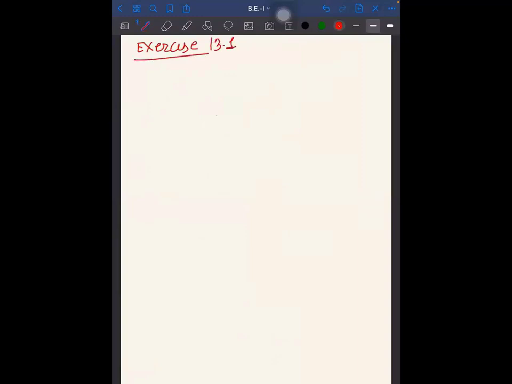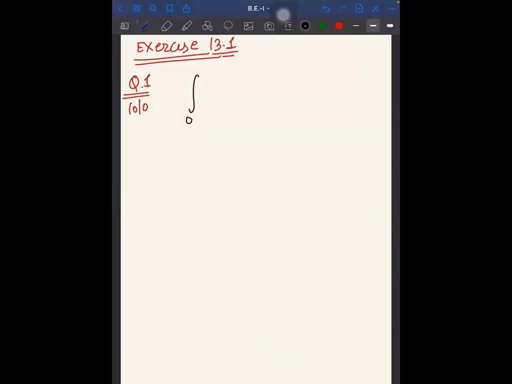Exercise 13.1. Let's say this is your question number 1: the integral from 0 to 3, 0 to 2, of 4 minus y square, for dy dx. Is it okay? Are you with me on this? So how do you interpret that this is a rectangular region?